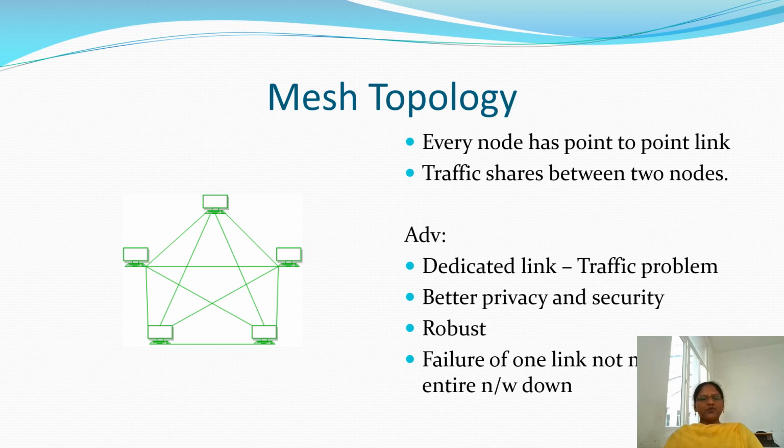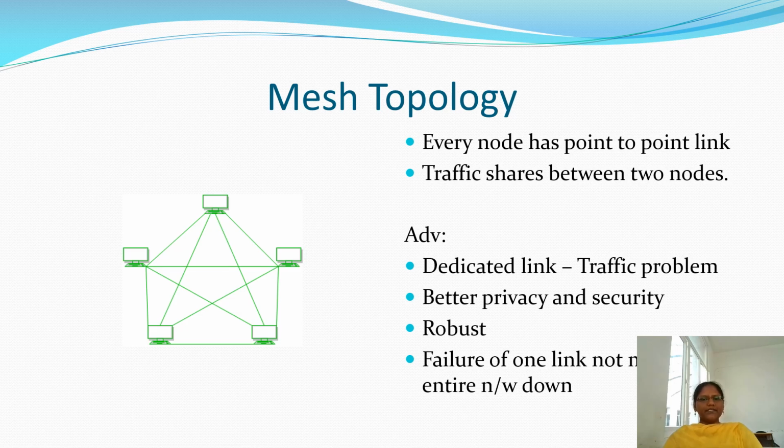So each node will be connected with each other node in a point-to-point link, and the traffic will be shared between two nodes. There will be a dedicated link between any two devices, and the bandwidth will be shared only among those two devices. The advantage of this mesh topology is that here we have a dedicated link, therefore the traffic problem will be eliminated and we can ensure better privacy and security.